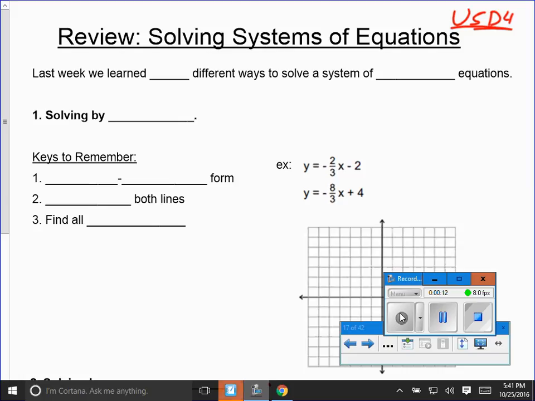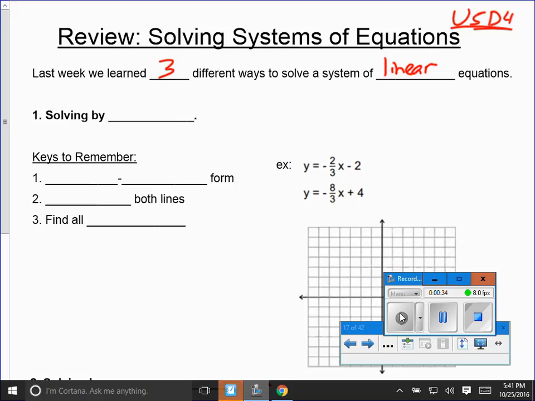So far this week we've learned 3 different ways for solving a system of linear equations. So what we're going to do today is review each of those 3 ways and then move forward into solving a system where we have one linear and one quadratic equation. So it's going to be one step harder, but we're still going to follow the same process. We still have all 3 different ways available.